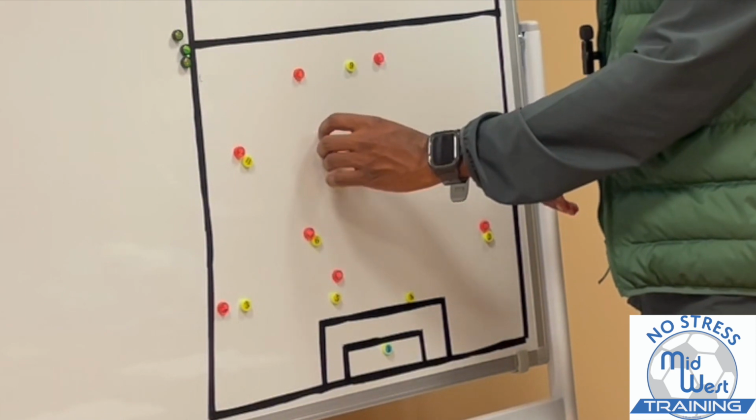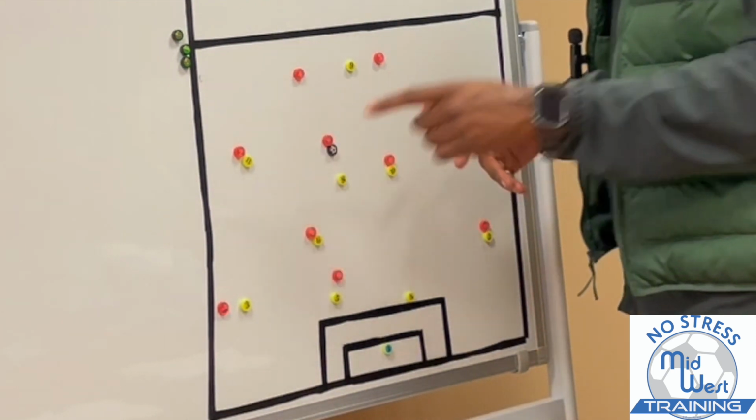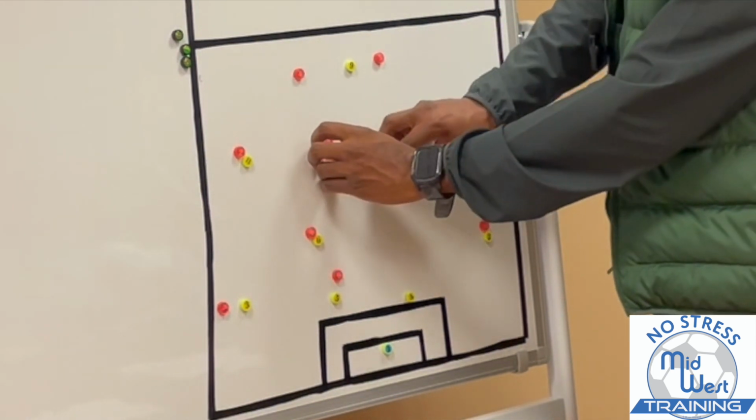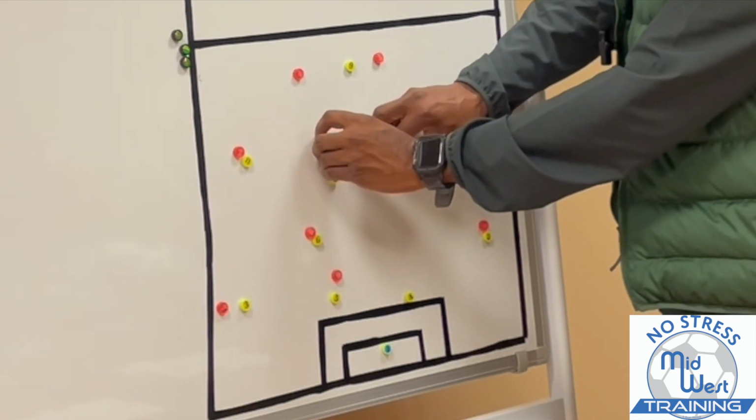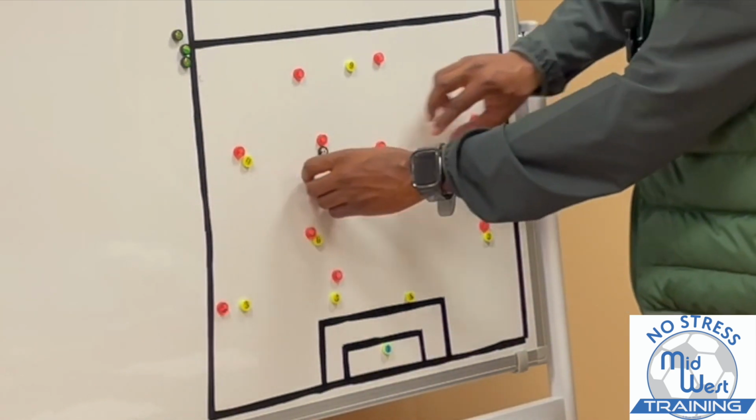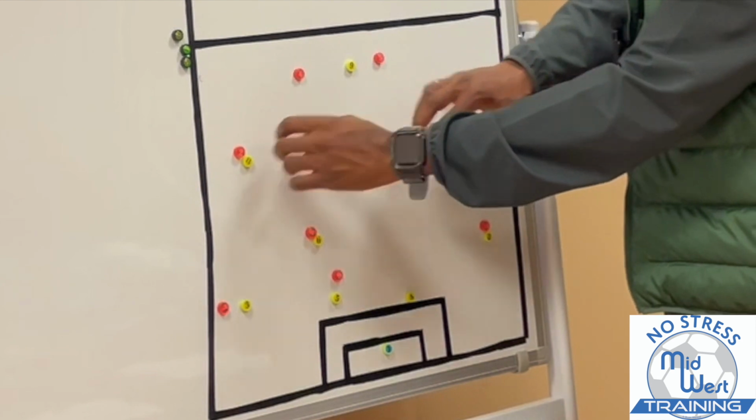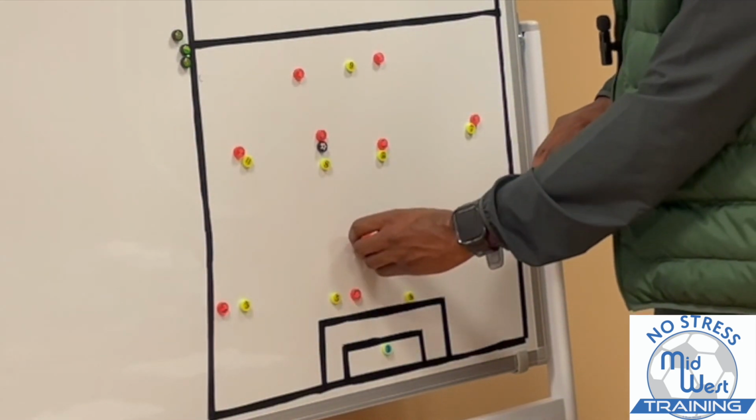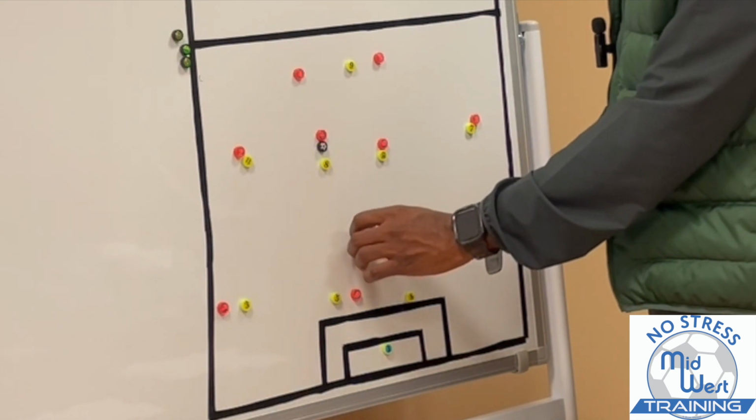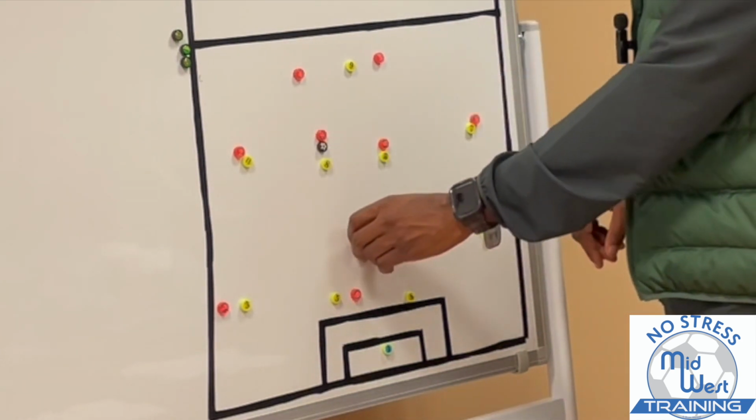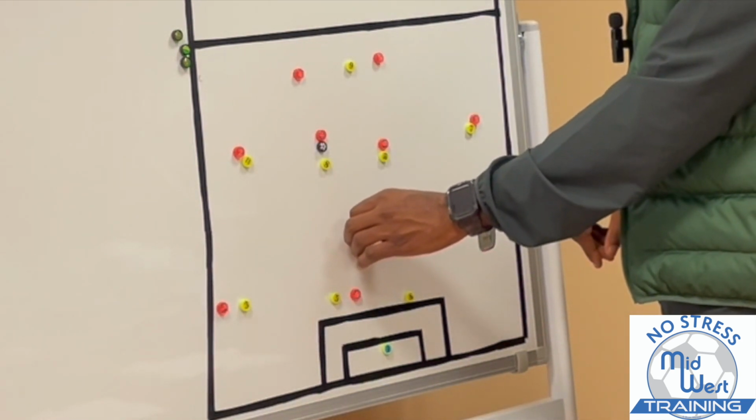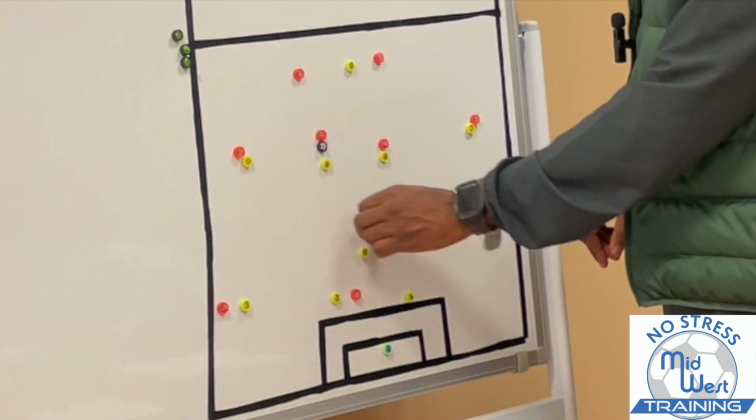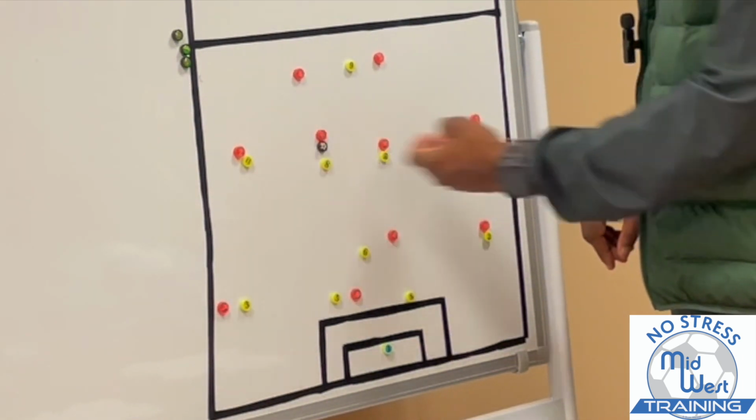But what we want to do is see if we can create some numerical disadvantages here in the center of the field. So if we know that their 4 block is here, and we have their 6 in this space, now what we're looking for is that 10 to see if they can get and receive the ball in this area between their 2 blocks.